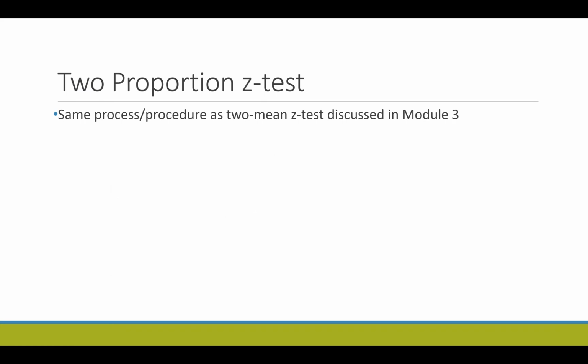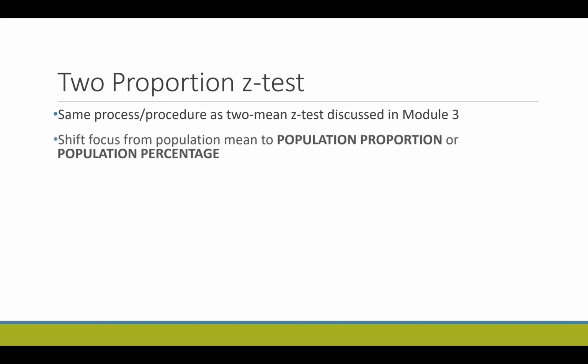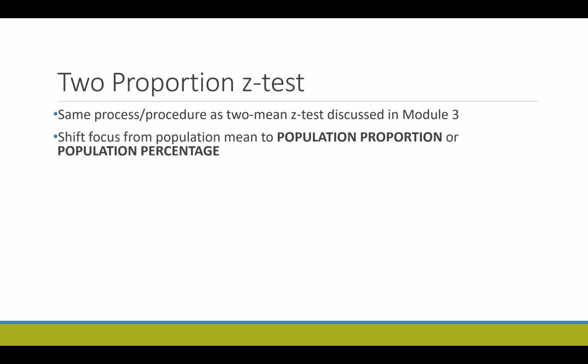Again, the process or the procedure is not changing. We will still state the hypotheses, identify the players, calculate the test statistic, make a decision, and write a conclusion. The process is not changing. Again, our focus shifts from talking about the mean to talking about a proportion or a percentage. So again, when you read the story, you're likely going to be given percentages or a proportion. There'll be no mention of a mean.